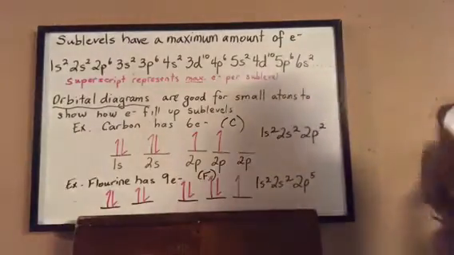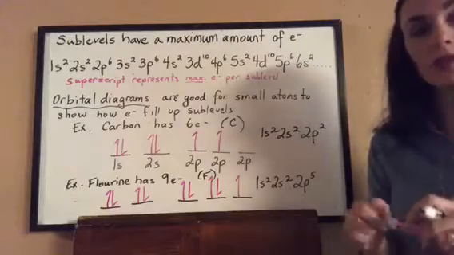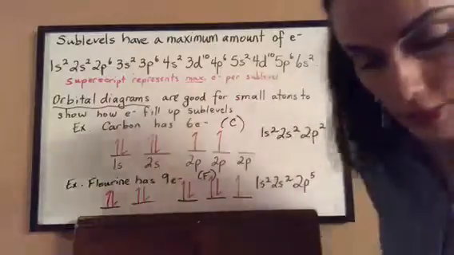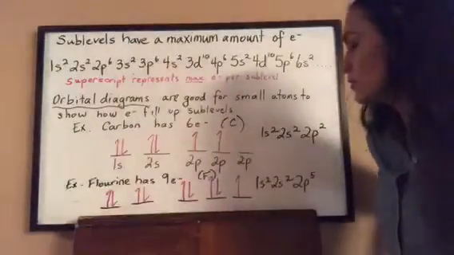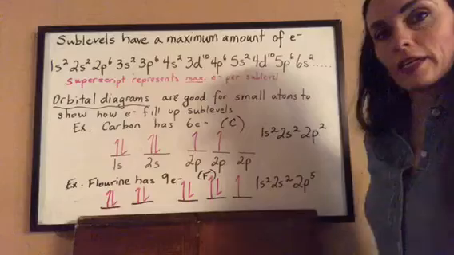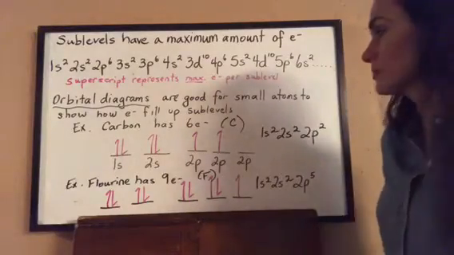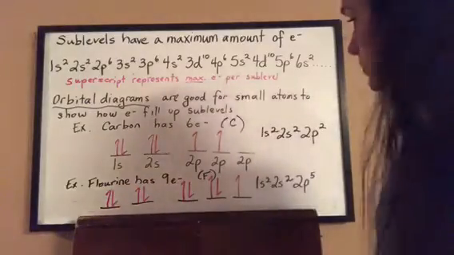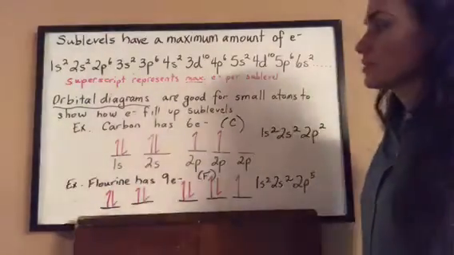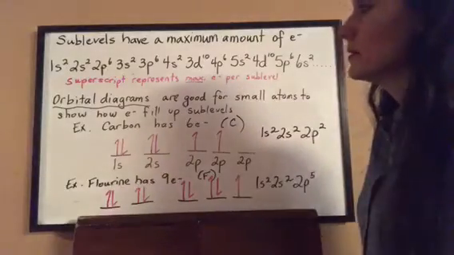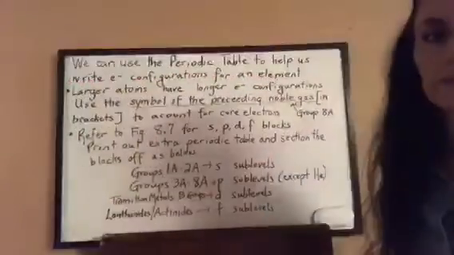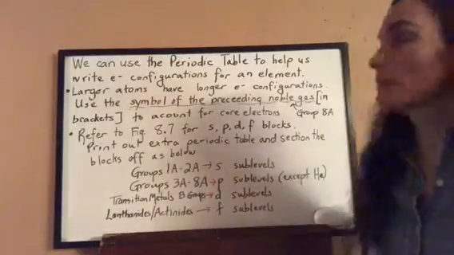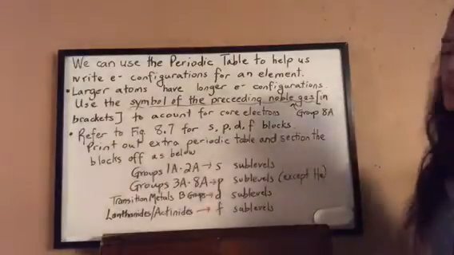Well, what do we do when we get to larger atoms? We can make use of the periodic table because there's certain characteristics about it that we can use to our advantage to help us write electron configurations for larger atoms. You may have been introduced to this way in Chem 110, maybe not, but I'm going to show you how to write electron configurations for any element. We can use the periodic table to help us write electron configurations for an element.